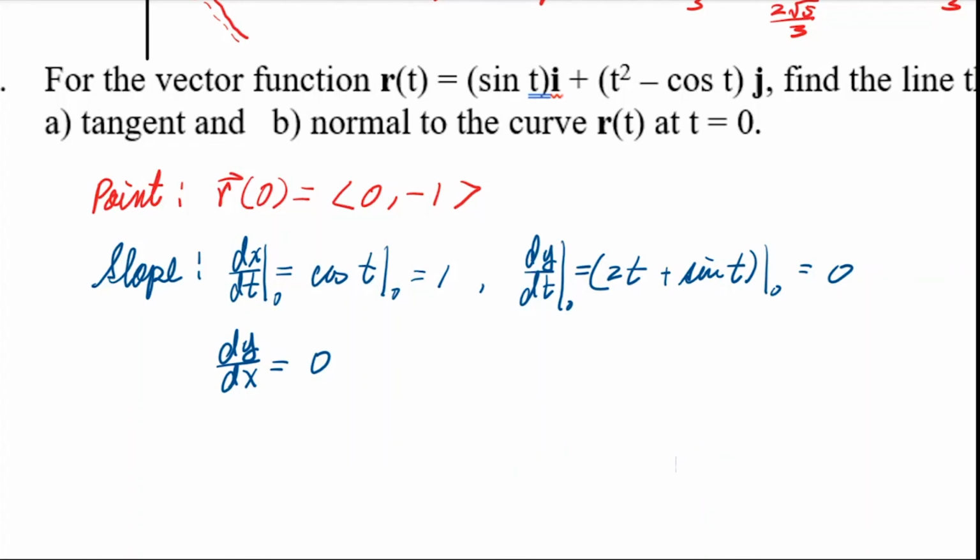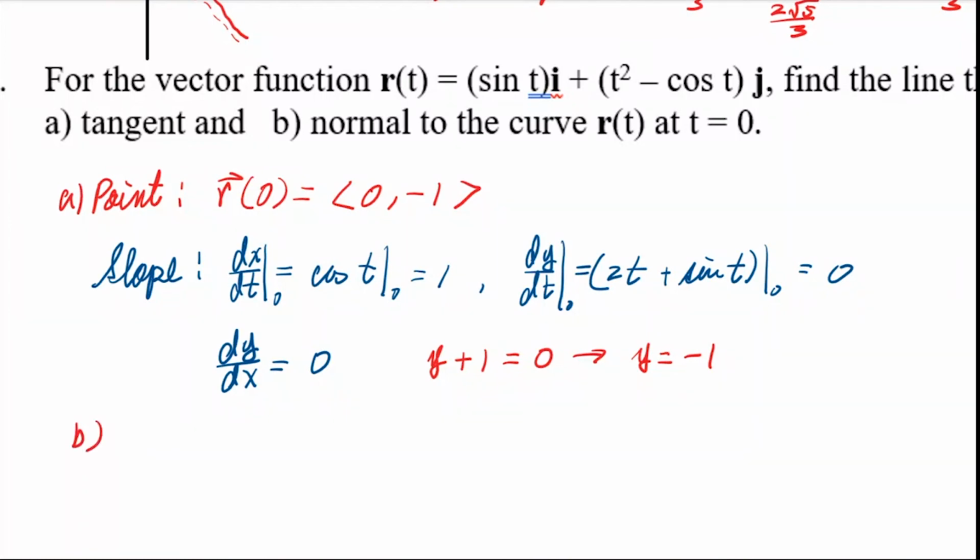Okay, so our slope is 0. Then can we use point slope form? Yeah. Y minus negative 1 is equal to 0. So that tells you our equation of the tangent line is y is equal to negative 1. Good. Say yes. Okay, now that was part A. We need part B.